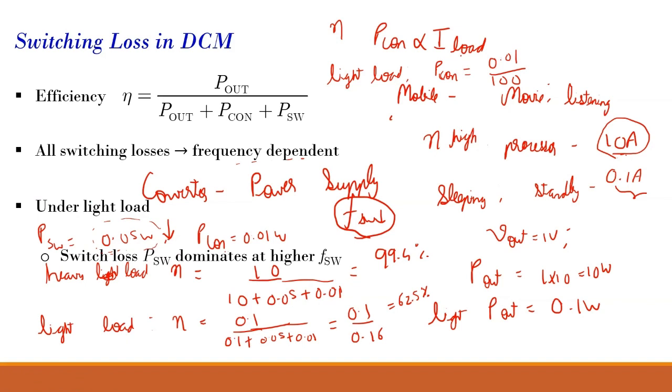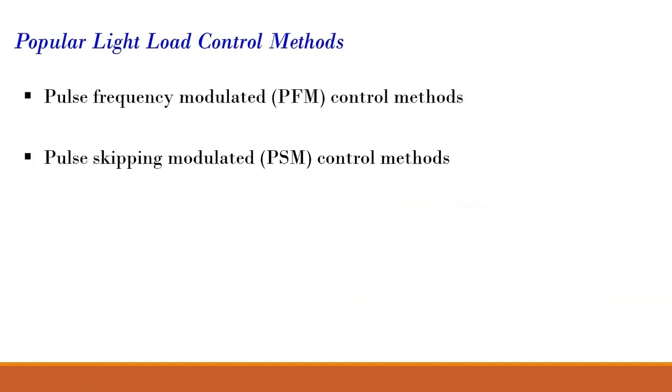So this is where the switching losses dominate at higher switching frequency. And so in this case, we have to reduce the frequency. To reduce the frequency, we will go for light load control methods. One is pulse frequency modulation, PFM. This is pulse frequency modulation.